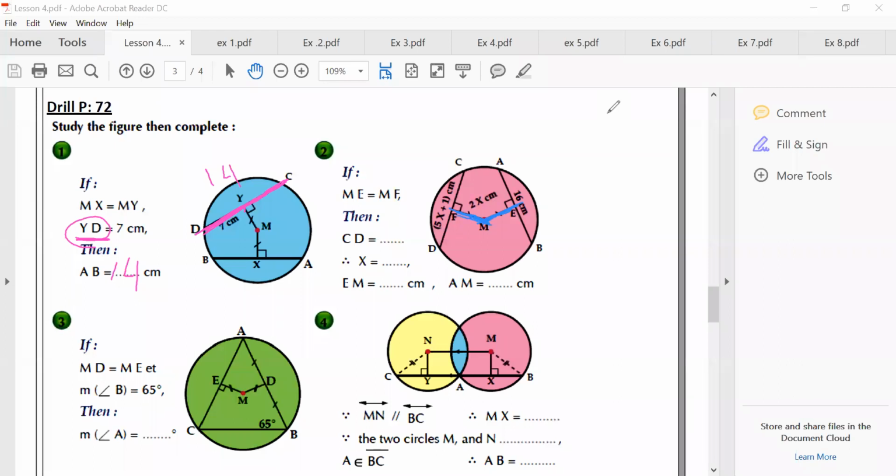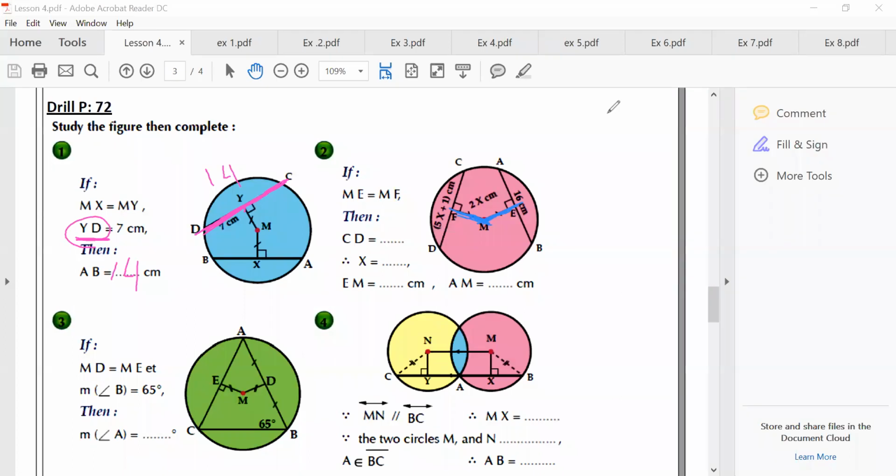Minna raised her hand. I don't know. You want to answer, Minna? Yes, Minna. CD equals 16. Yes, CD equals AB, Alia.